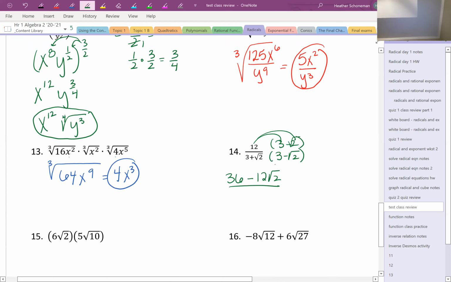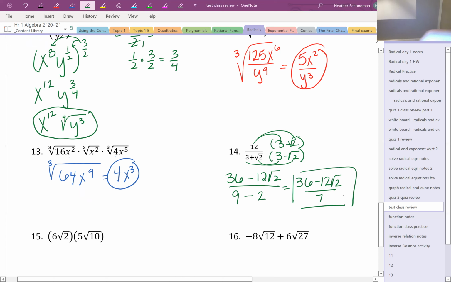On the bottom, because it's the conjugate, I can do the shortcut. 3 times 3 is 9. Positive times a negative is a negative. Square root 2 times square root 2 is 2. Even though we would like to, we cannot simplify these numbers yet. We have to subtract the bottom first. So this gives me 36 minus 12 square root 2 over 7. Now we're going to ignore that radical 2 for a second and see if anything goes into 36, 12, and 7. And nothing does, so we know we've got our final answer.